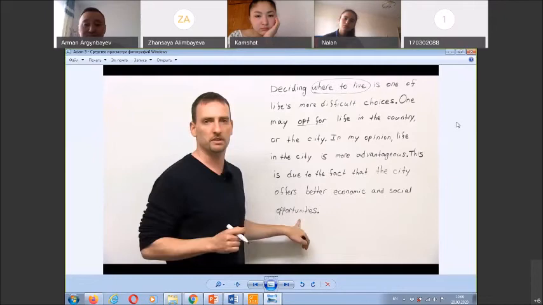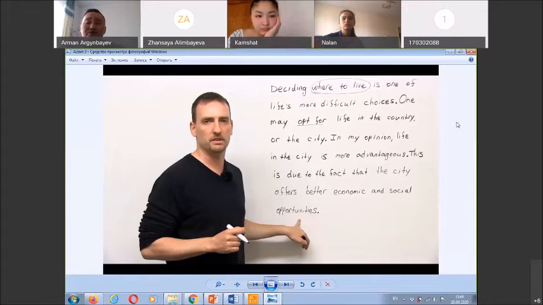choose. Don't use the same verbs or words again and again. Try to use the synonyms. This way you will show that your vocabulary range is quite big. One may opt for life in the country or the city. In my opinion, life in the city is more advantageous. This is due to the fact that the city offers better economic and social opportunities. Well, the wording here, this is due to the fact, this is actually very long.